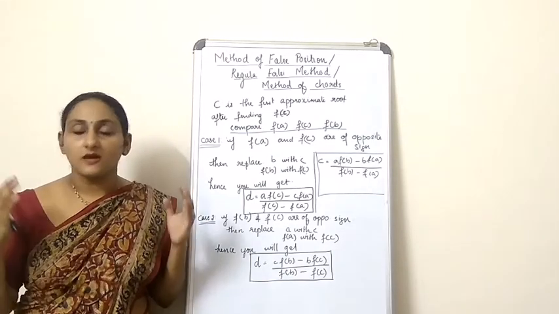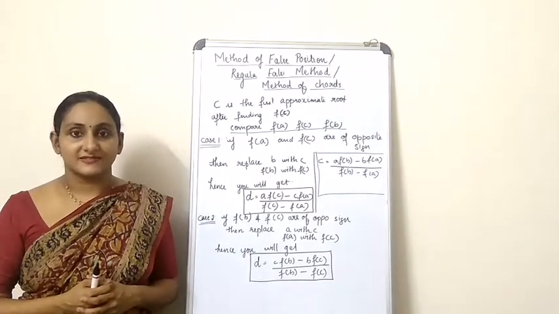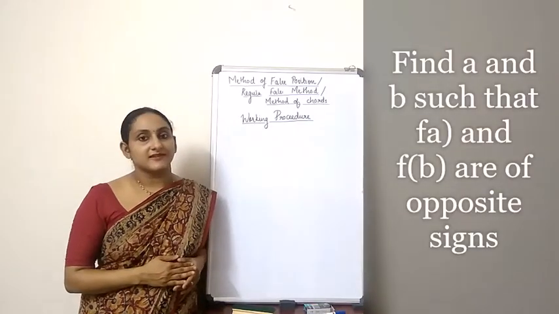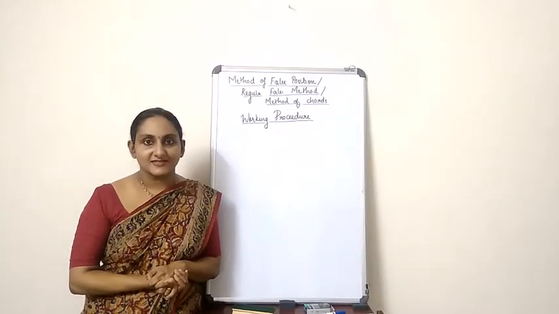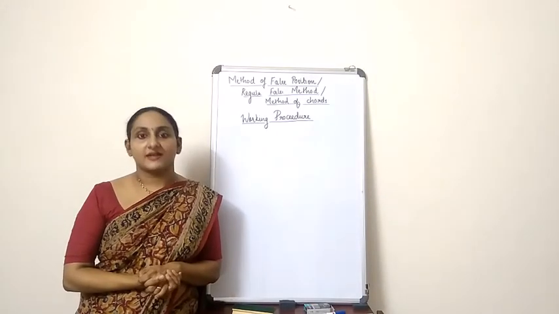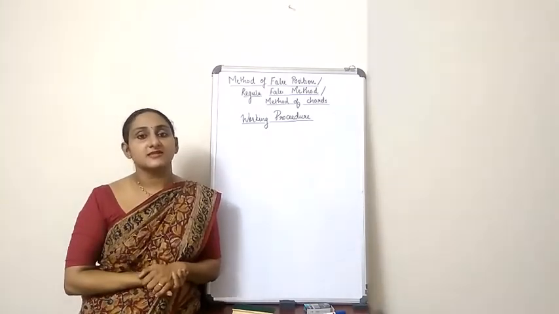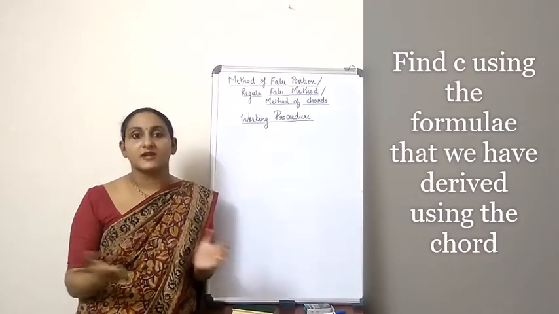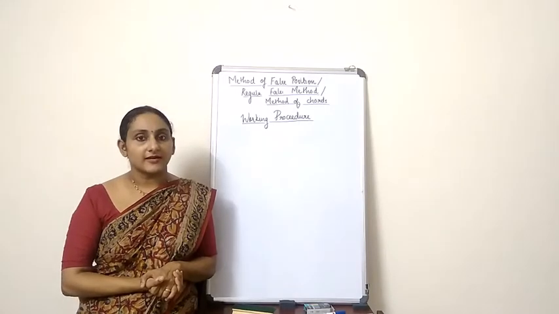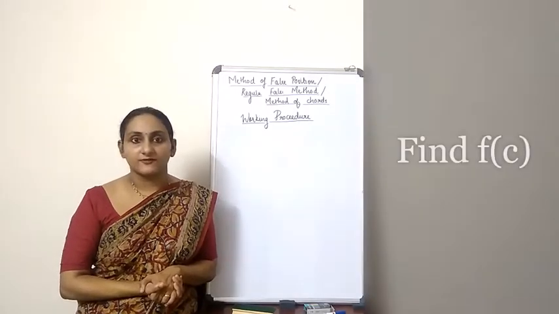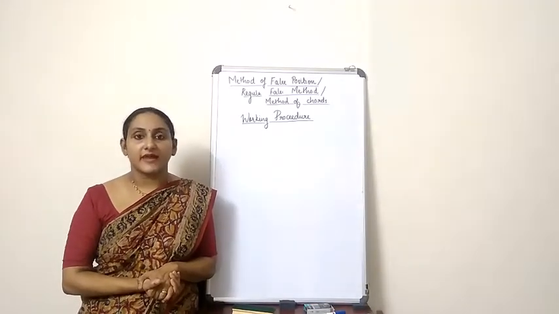Now let's have a look at the working procedure of the Regula Falsi method or the false position method. The first step is to find a and b such that f of a and f of b are of opposite signs. The second step is to find c using the formula that we have given before. After c, you will find f of c, and then compare f of c with f of a and f of b.